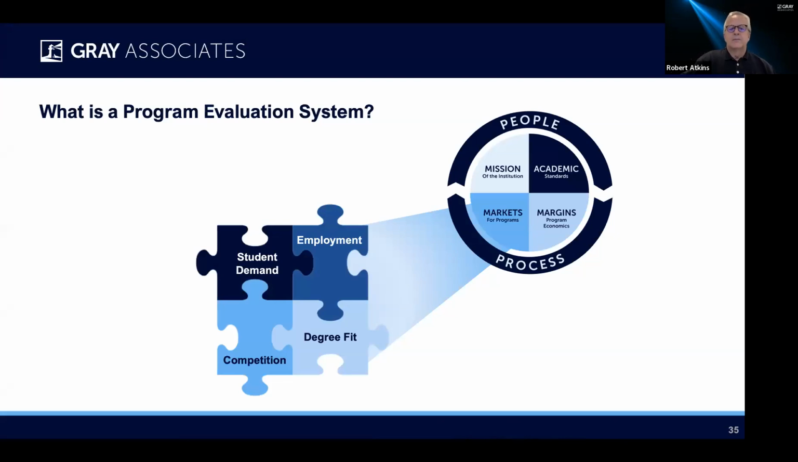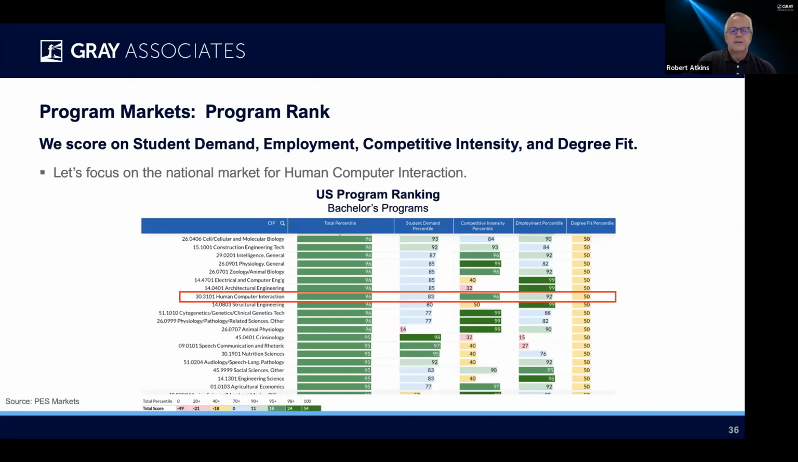So back to a program evaluation system. I mentioned markets as part of this, and in that we look at student demand, employment, competition, and degree fit. Let me walk through that for our program of the month. And in this case, we're going to pick human-computer interaction. Now, notice we're on a ranking page. So that's a very important part of a program evaluation system.